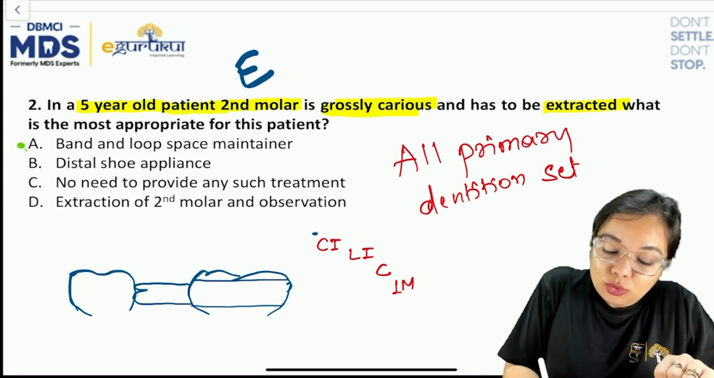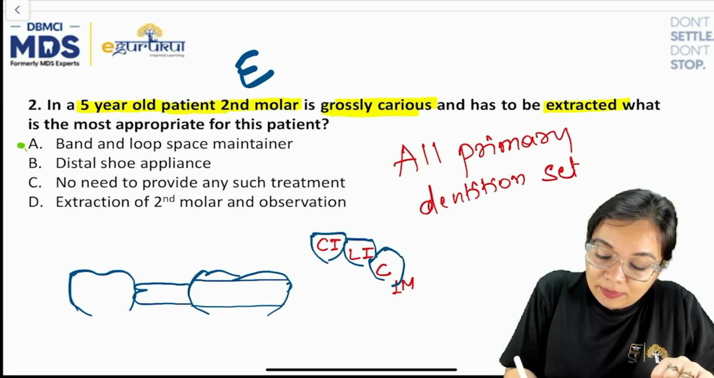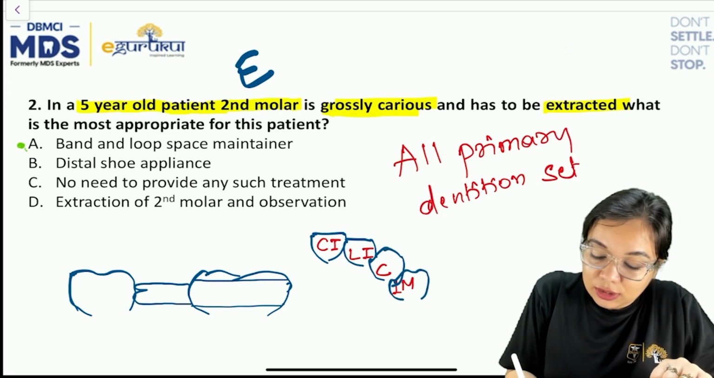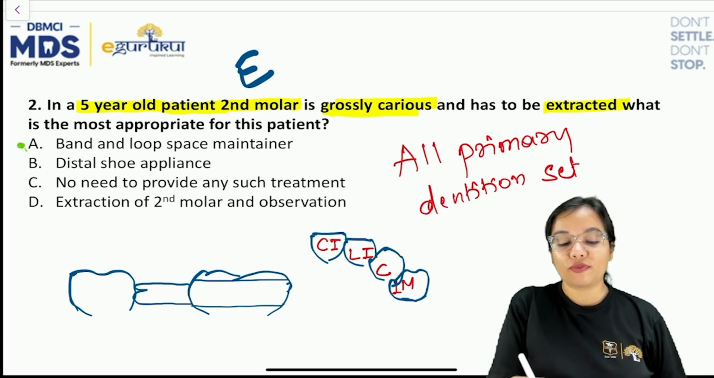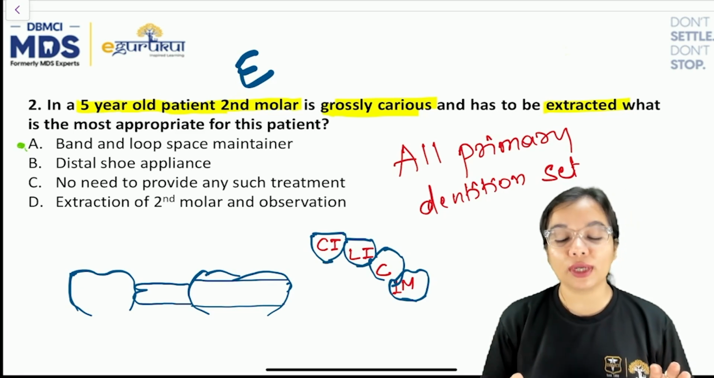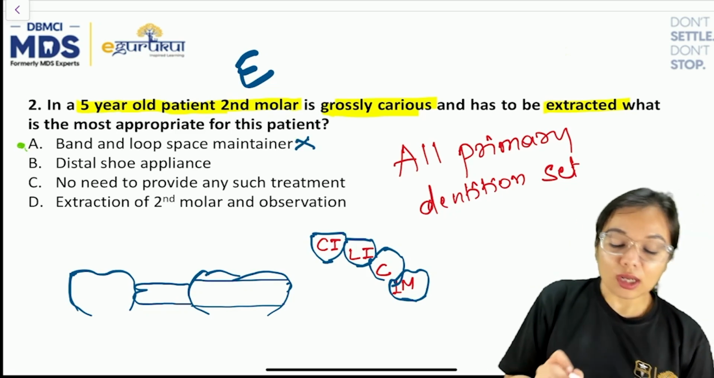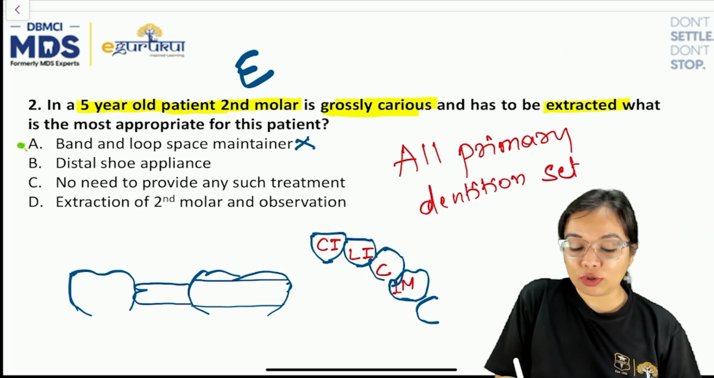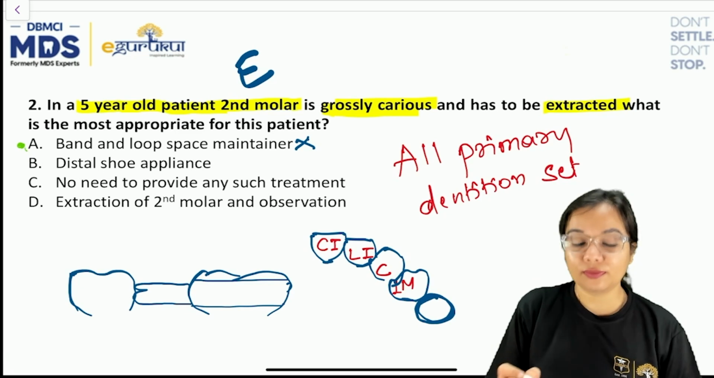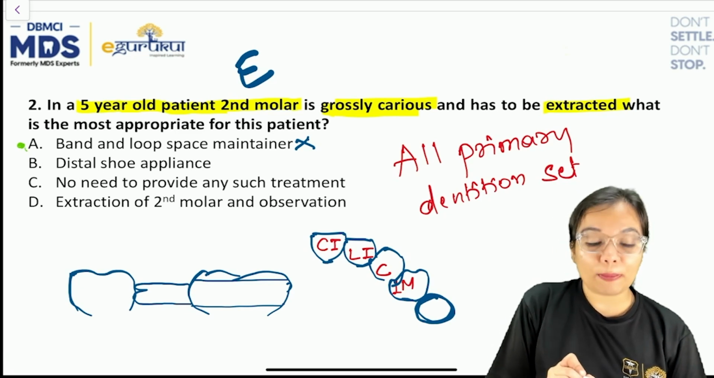But the teeth are something like this. This is the central, this is the lateral, this is the canine, and this is the first molar. So where will you give the band and loop? Band and loop cannot be given here. Okay, so band and loop is out of the question. Right, there is empty space over here. Correct. So second is distal shoe appliance.